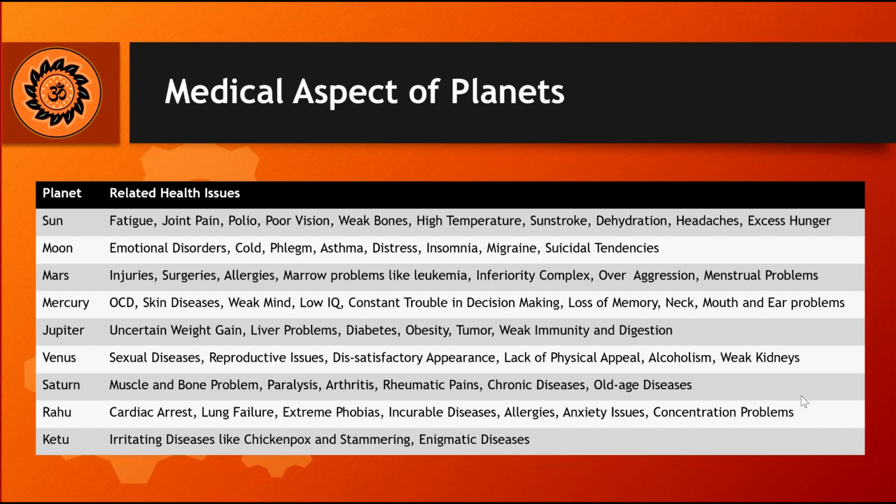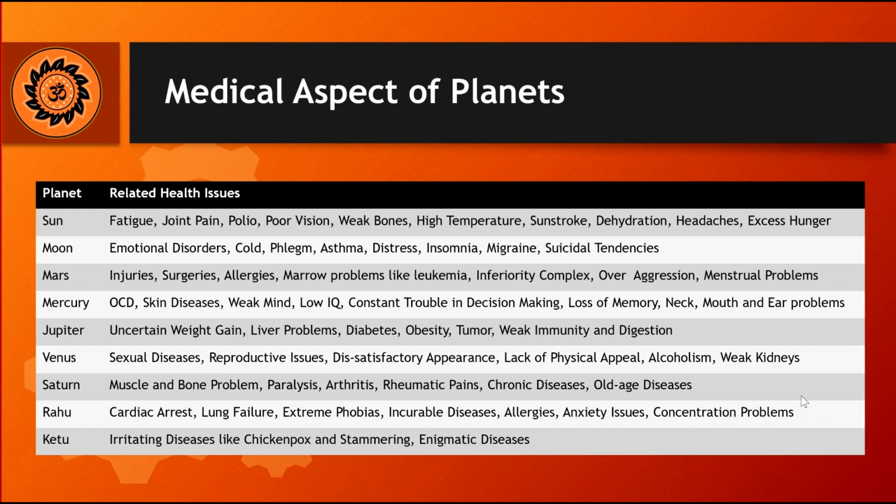So if you see that in somebody's chart, Jupiter is placed in the sixth house in a bad state, afflicted, you know that that person has digestive issues or excessive acidity problems or diabetes or weight gain problems. So that person will have something of this. So that is how you can, by looking at the birth chart, identify what could be the health issues that the native might be going through.